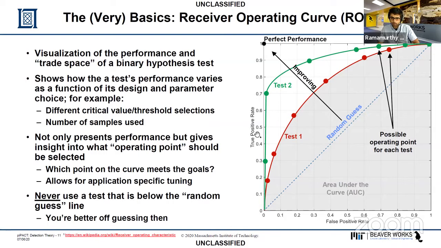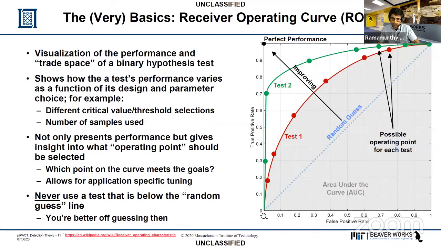right? You want to correctly declare everything that's H1, and you want to reject everything that is H0. So you want to be here, perfectly declaring all H1 and perfectly rejecting all of H0. However, you're very rarely in that corner. You're more than likely somewhere else on this graph.